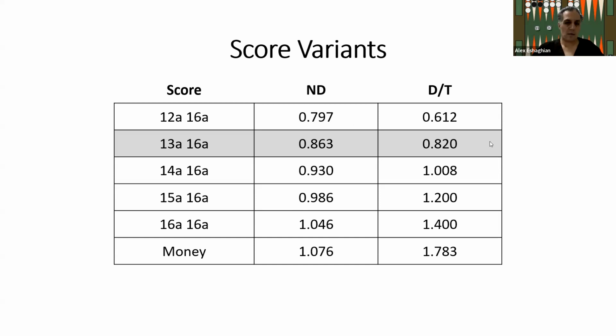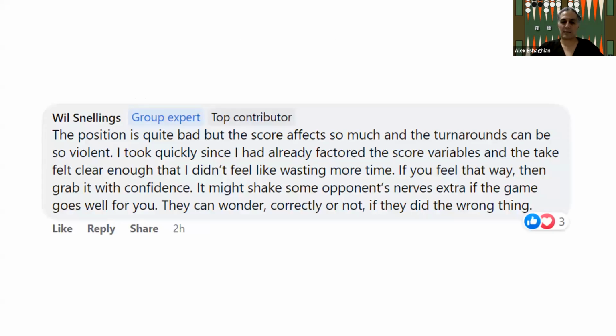So this is actually what Wilcox said in a comment on Facebook. The position is quite bad, but the score affects so much and the turnarounds can be so violent. That's what I was talking about. At 16 away, you reship the cube to 16 and you win perfectly with a single game. I took quickly since I had already factored the score variables and the take felt clear enough that I didn't feel like wasting more time. If you feel that way, then grab it with confidence.